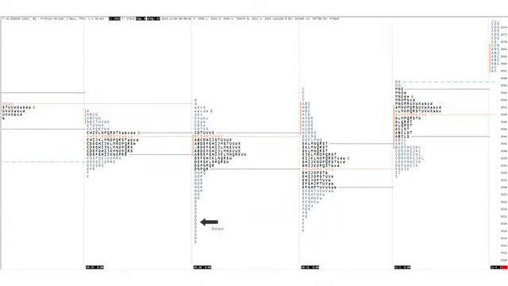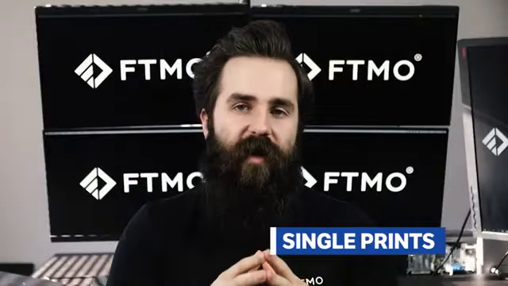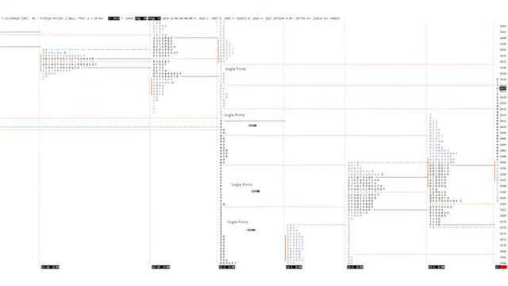Next is excess, which indicates the end of the auction and the start of another. Generally, excess is seen in extremes of profile and on the candlestick charts is signalized with long wicks. Last ones are single prints. These are similar to excesses, but they are in the middle of the market profile. They are simply single TPOs which were created by fast movement in price. Often, these are revisited and can be used as an entry or exit point.